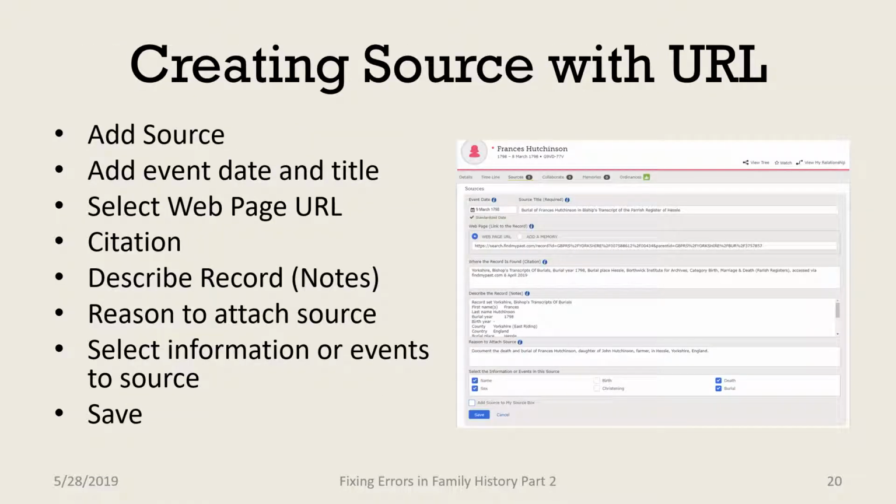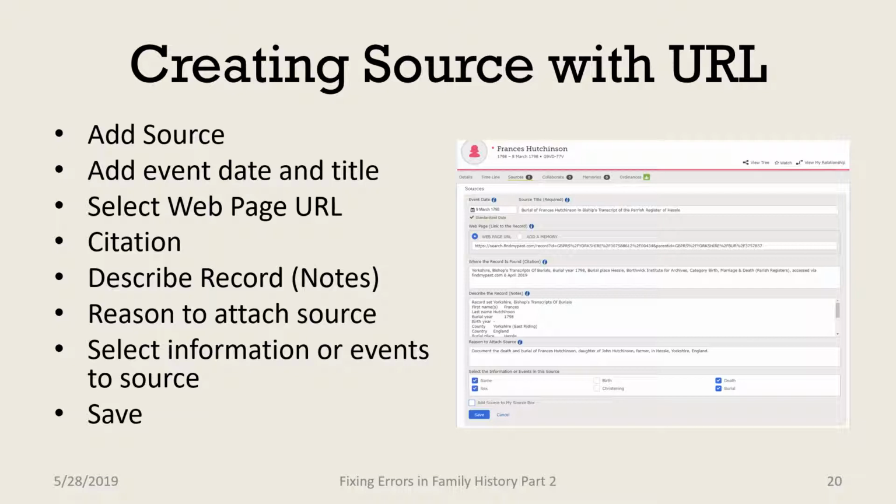There are two ways I'm going to show you how to create a source for Frances Hutchinson. The first is using a URL for the source. Under the Source tab on her person page, click on Add Source. Type in the event date and select the standardized date. Add a title that explains who it is for and what collection it came from.